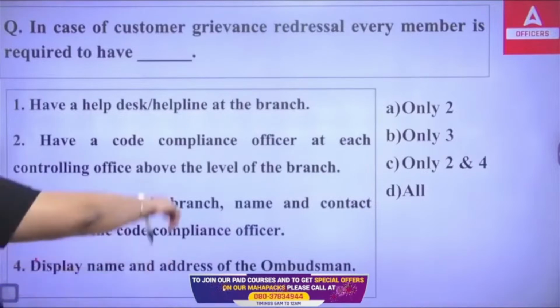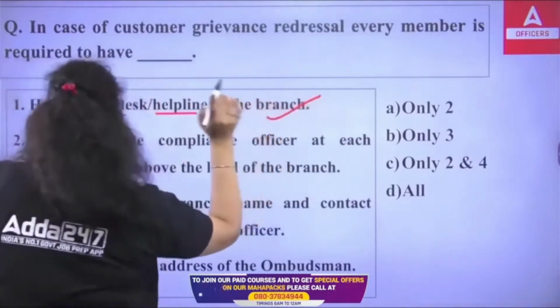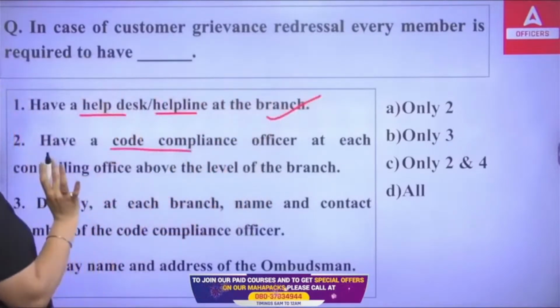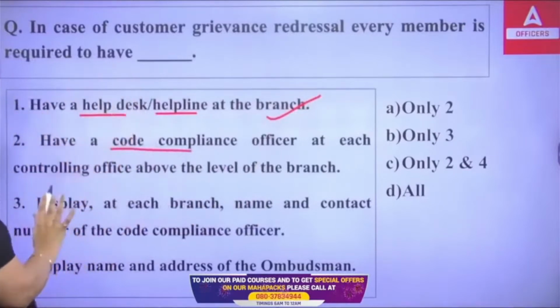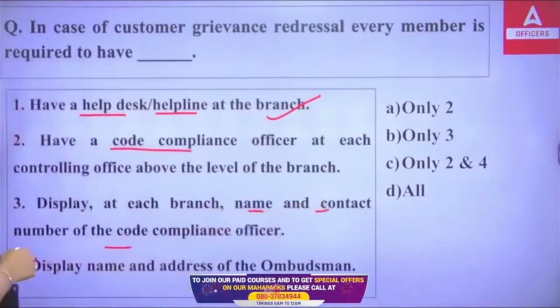So it's obviously every member has to have a help desk and helpline number at the branch. Every member has to have a code compliance officer at each controlling office that is above the branch level. Every member has to display at each branch the name and contact number of the code compliance officer.